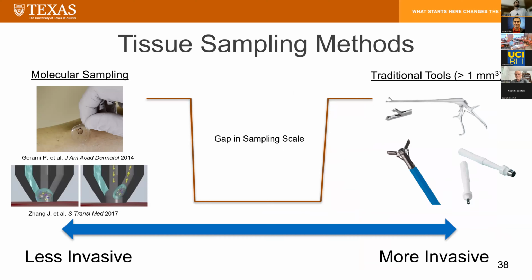And tissue sampling methods have also been developed that are very non-invasive, such as tape stripping to remove material from the top of the skin and to do genetic testing on, or the mass spec pen, which uses a droplet of water to extract molecules from the surface of a tissue, and then does the mass spectrometry analysis. On the opposite end, traditional tools harvest tissues that are millimeters in size, and again, it can be invasive and limit the number of samples that can be collected.